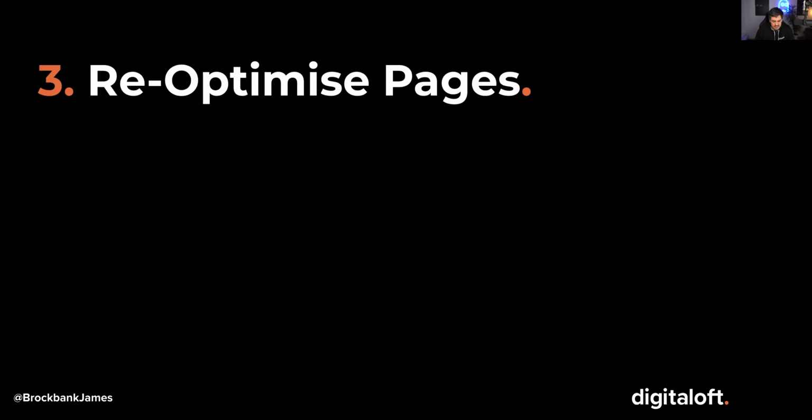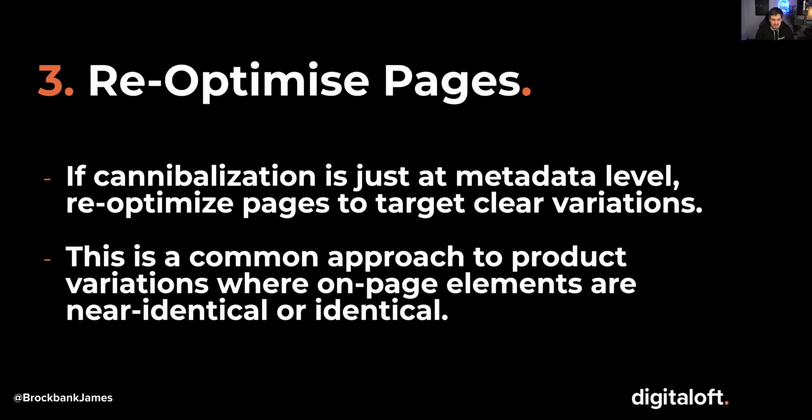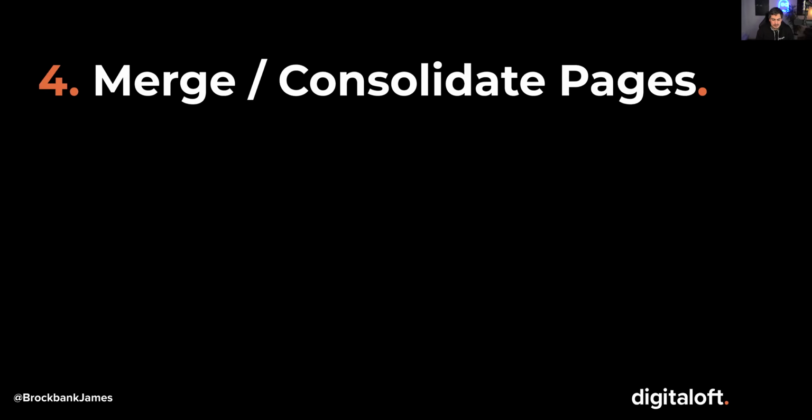Reoptimizing pages, often a pretty simple one. And, whilst there is more to cannibalization than two pages targeting the same keyword, if it's just at metadata level, often re-optimizing pages to set clear variations. This often happens at product level, as an example. That can really help to solve this issue. If the on-page elements are near identical or identical, then don't try and go too deep. Re-optimizing the metadata of these pages can often be a great solution.